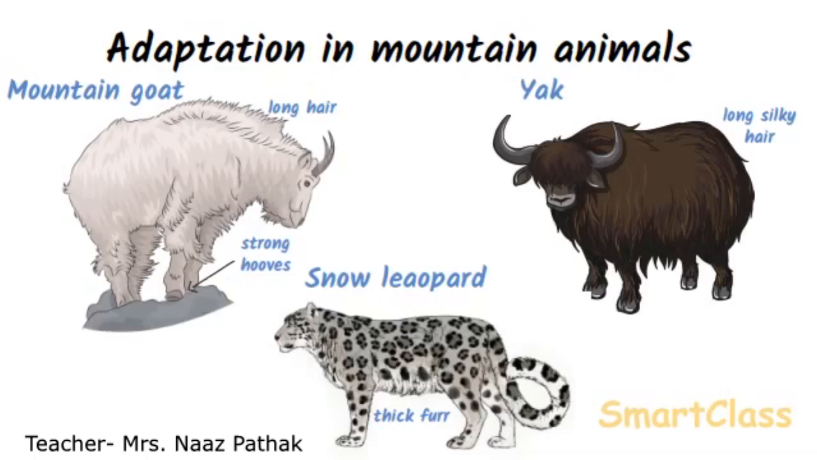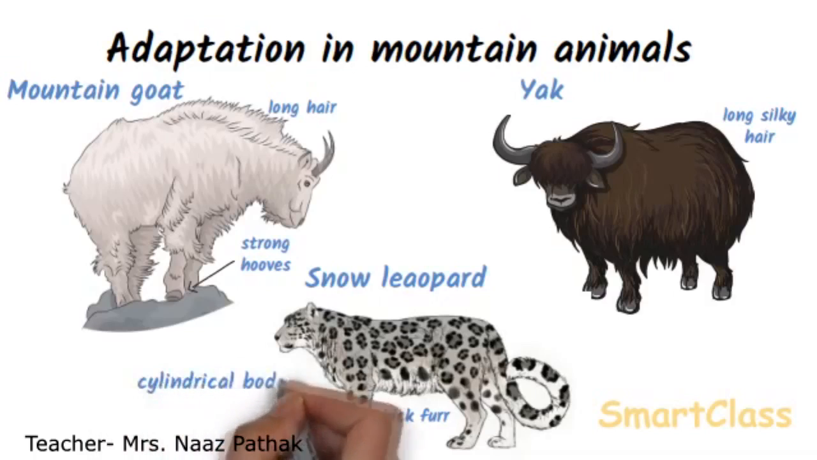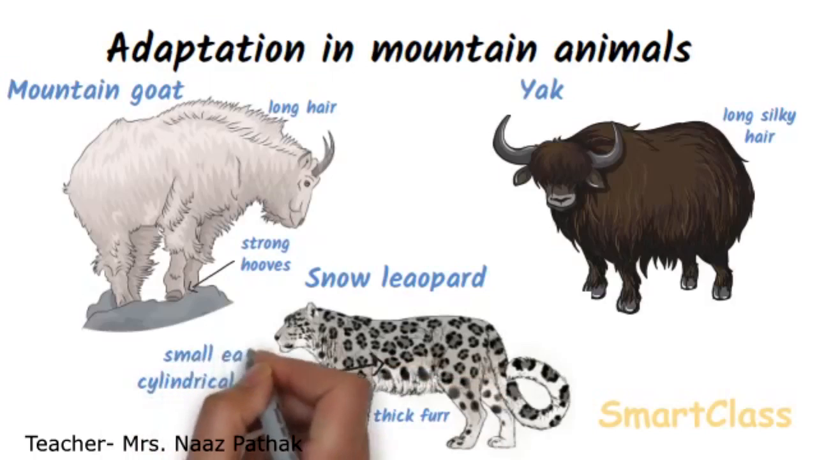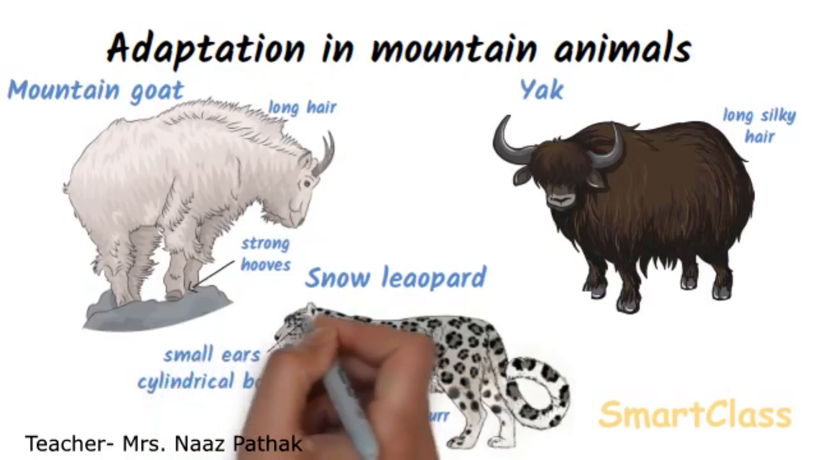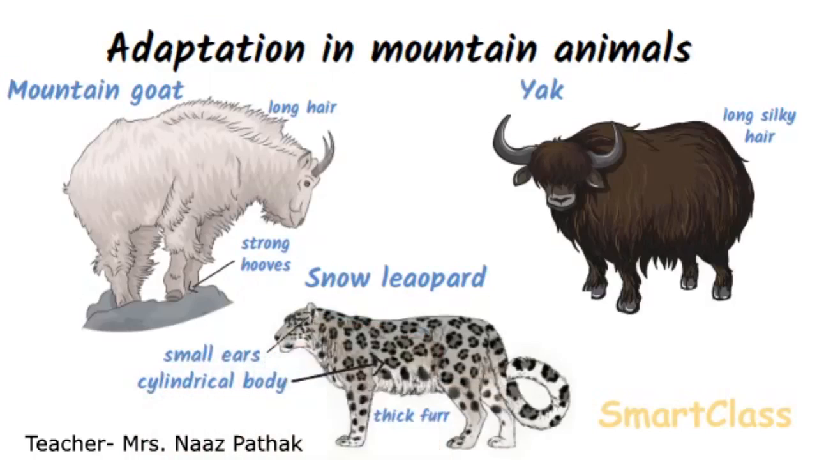The snow leopard has a thick layer of fat beneath its skin for insulation to protect it from the cold. The snow leopard has a round body and small ears to keep the body surface area to a minimum. This reduces the heat loss from the body of a snow leopard. The snow leopard has big feet to spread the weight on snow and prevent it from sinking into soft snow.